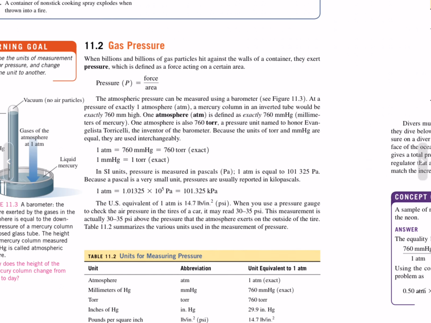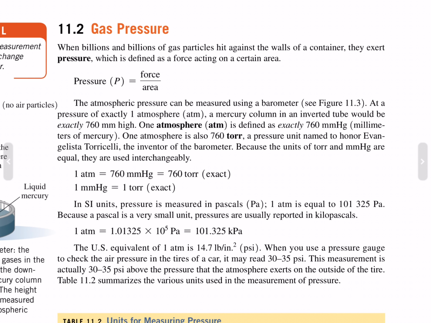Section 11.2 Gas Pressure. When billions and billions of gas particles hit against the walls of a container, they exert pressure, which is defined as the force acting on a certain area. Pressure, capital P, is equal to the force over the area. The atmospheric pressure can be measured using a barometer.